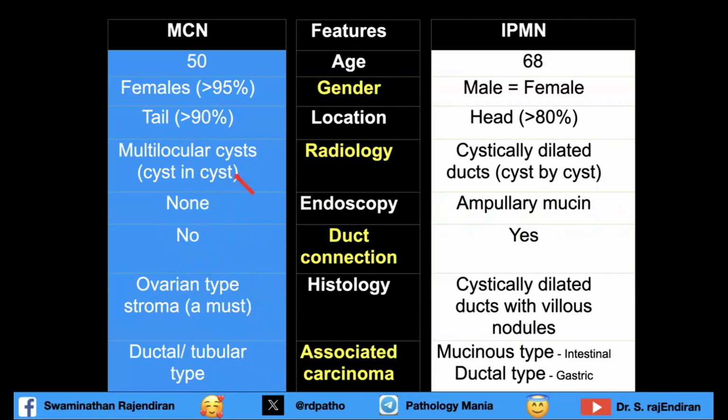And whenever I have a table like this, I will remember the features of one of the lesions. So the opposite is for the other lesion. If you try to remember both, you will get confused. So I will try to know the features of mucinous cystic neoplasm or IPMN, not both.